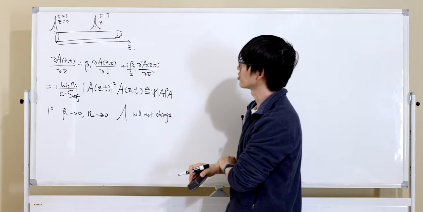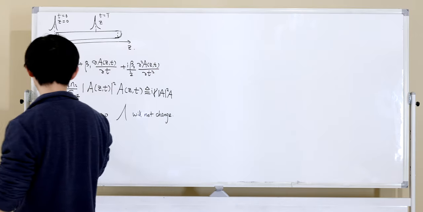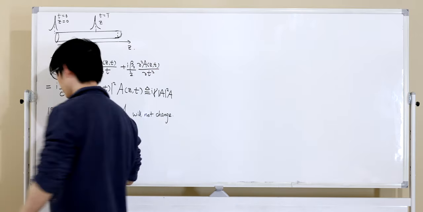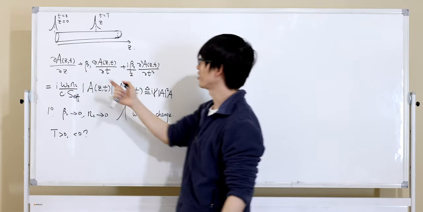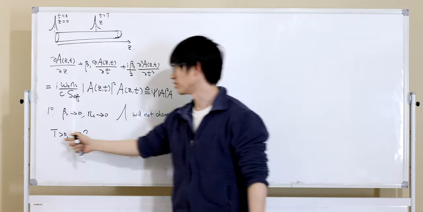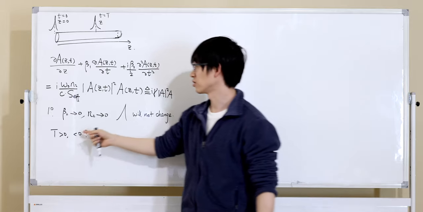And the first question I want to ask here is, is t larger than 0 or smaller than 0? The intuitive thought would be that it takes some time for this waveform to propagate to this place, so that t would be larger than 0. But actually the answer is smaller than 0.